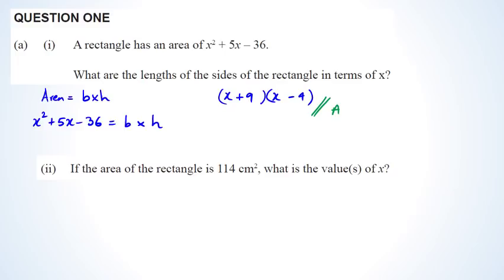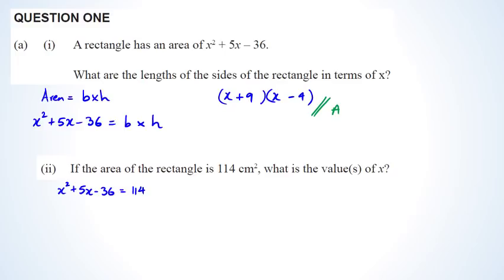Okay, so going to question number A2. It says that the area of the rectangle is 114. What is the value of x? So we know that the area can be written as x squared plus 5x minus 36, and now this equals 114. So we're trying to figure out what x is. What I would recommend, when you're dealing with a quadratic, is you need to equal the right hand side to 0, factorize and solve. So that's what you need to do.